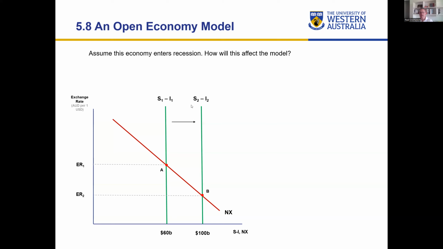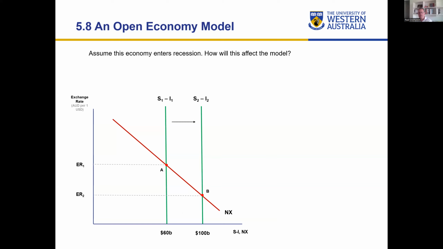So S2 is going to be greater than S1, and I2 is going to be smaller than I1, indicating that savings have gone up, borrowing has gone down. That means that the savings investment gap in Australia increases to $100 billion. So now we have not $60 billion worth of excess savings, we have $100 billion worth of excess savings.